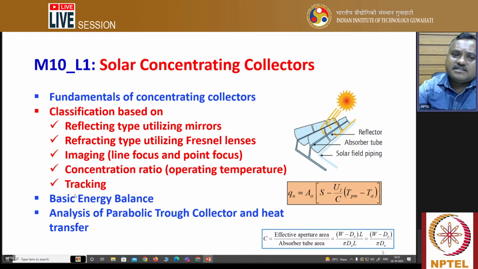And then we discussed basic energy balance. From that, we calculated the useful heat gain. The figure shown here includes this reflector, where solar radiation falls and is reflected to the absorber. The tube you are seeing is the tube through which heat transfer fluid flows, and this is heated up. And this is a solar field piping. Based on the requirement, many parabolic trough collectors are connected in series and parallel. What we are really interested in out of this analysis is the amount of useful heat gain.